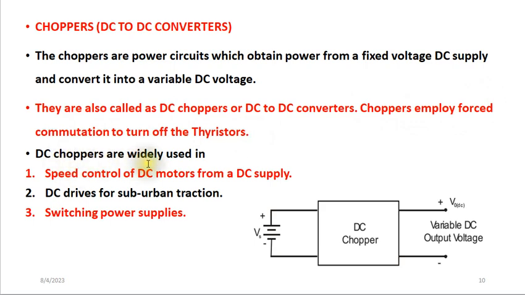The DC choppers are used in different areas, which include the speed control of DC motors from DC supply. They are also used in DC drives for suburban traction, that is in electric vehicles which are used in suburban regions, and they are used in switching power supplies.